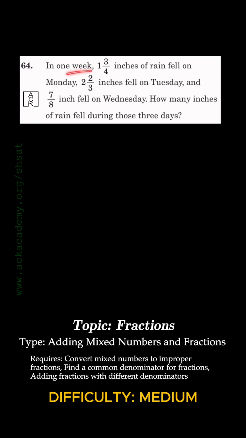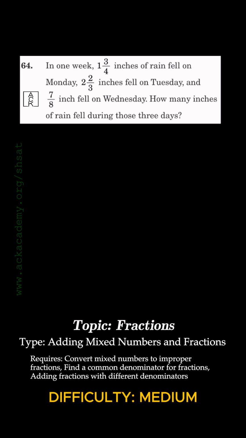In 1 week, 1 3/4 inches of rain fell on Monday, 2 2/3 inches fell on Tuesday, and 7/8 inches fell on Wednesday. How many inches of rain fell during those 3 days? Really not hard. You just gotta add them all up, okay?